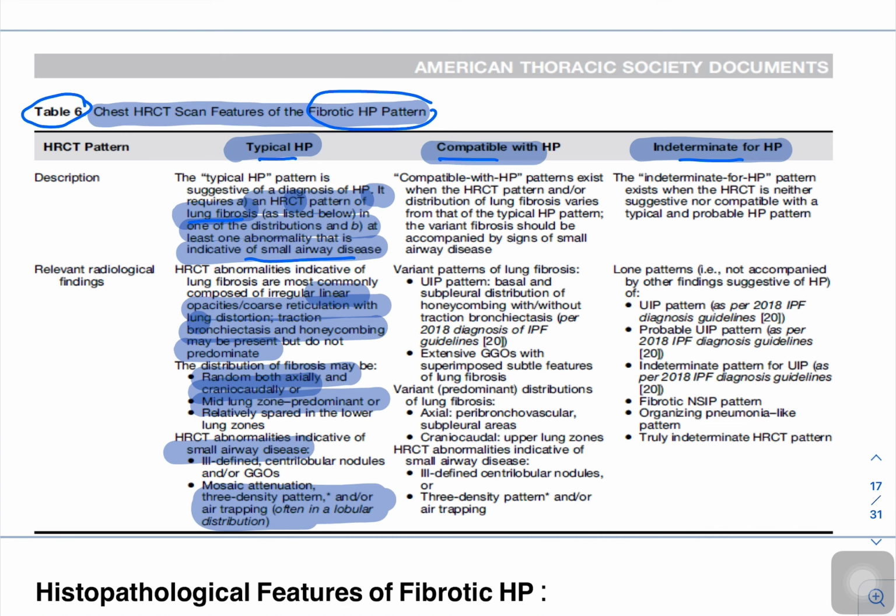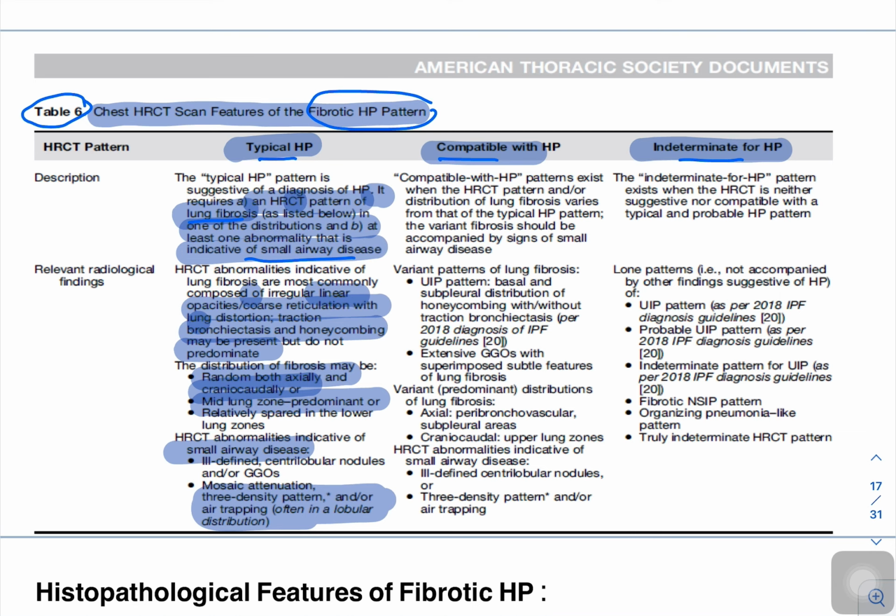So how are we going to see the lung fibrosis? Irregular linear opacities, coarse reticulations with lung distortion, traction bronchiectasis, and honeycombing may be present but do not predominate. And the distribution of fibrosis could be random both axially and craniocaudally, or mid-zone predominant, or relatively spared in the lower lung zones.